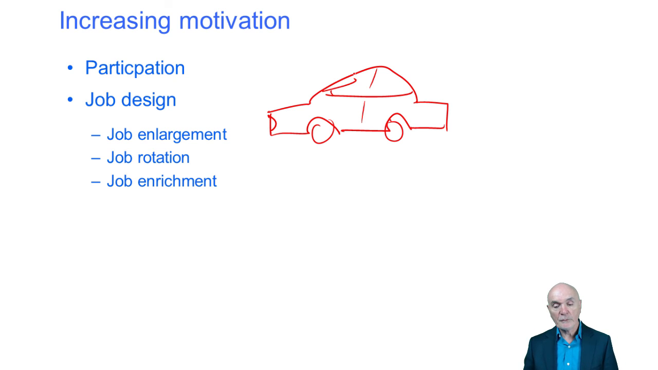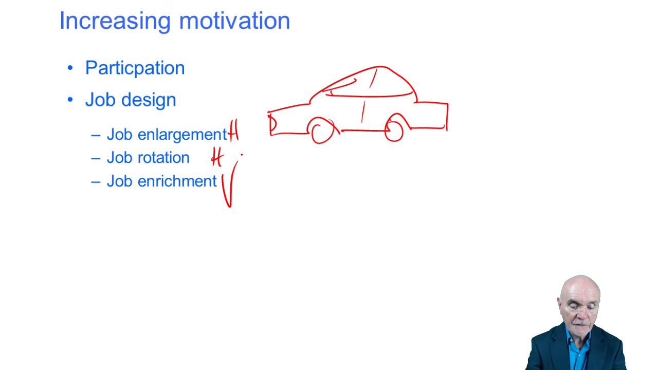And finally, there is job enrichment. Job enrichment is a vertical. So this was horizontal, this is horizontal, this is vertical. And by vertical, we mean we're giving actually more responsibility to someone, really elevating the job somewhat.